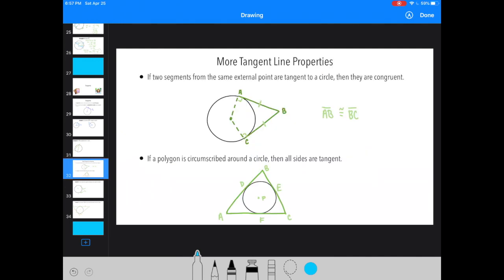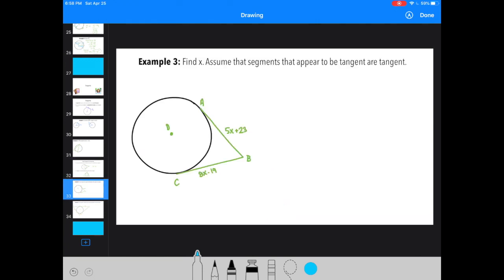There we have it. All right, there's two other relationships in concern to tangent lines. If two segments from the same external point are tangent to the circle, then they are congruent. So here in this example, AB is going to be congruent to BC. Another relationship is if you have a polygon that is circumscribed around a circle, then all sides are tangents. So you could think of D, E, and F as points. So all of these little segments pulling off are tangents. So let's look at that in some examples.